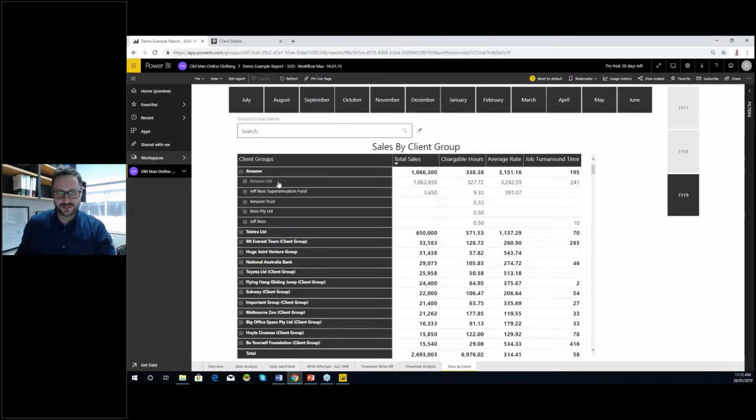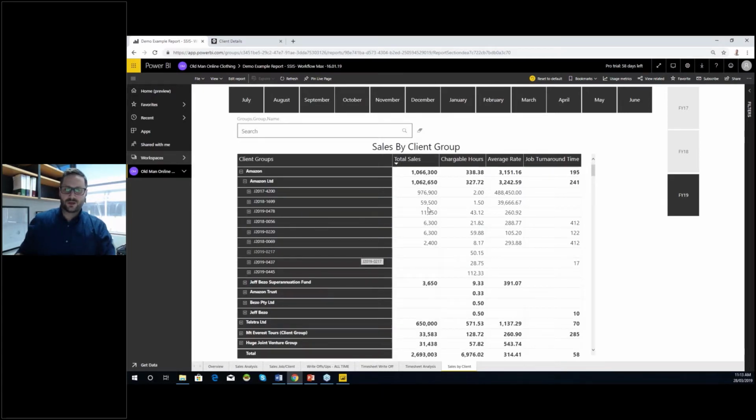Now we've got all the jobs that have been raised. So along the columns here, we've got sales, as in invoices raised. We've also got chargeable hours that the staff have put against the clock. So I want to highlight this one here, 59 hours for only six grand of sales, 105 charge out rate. Average charge out rate of 105 is too low.